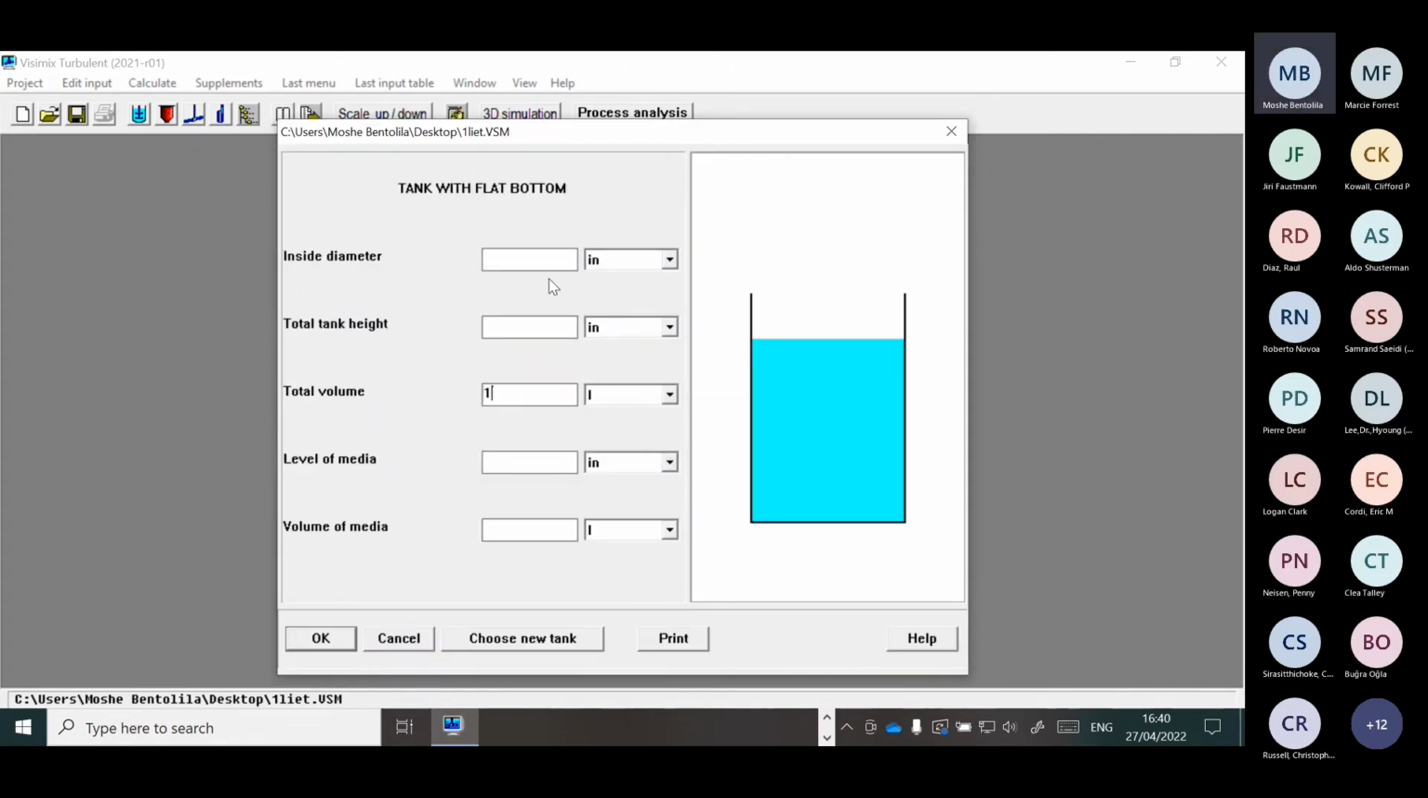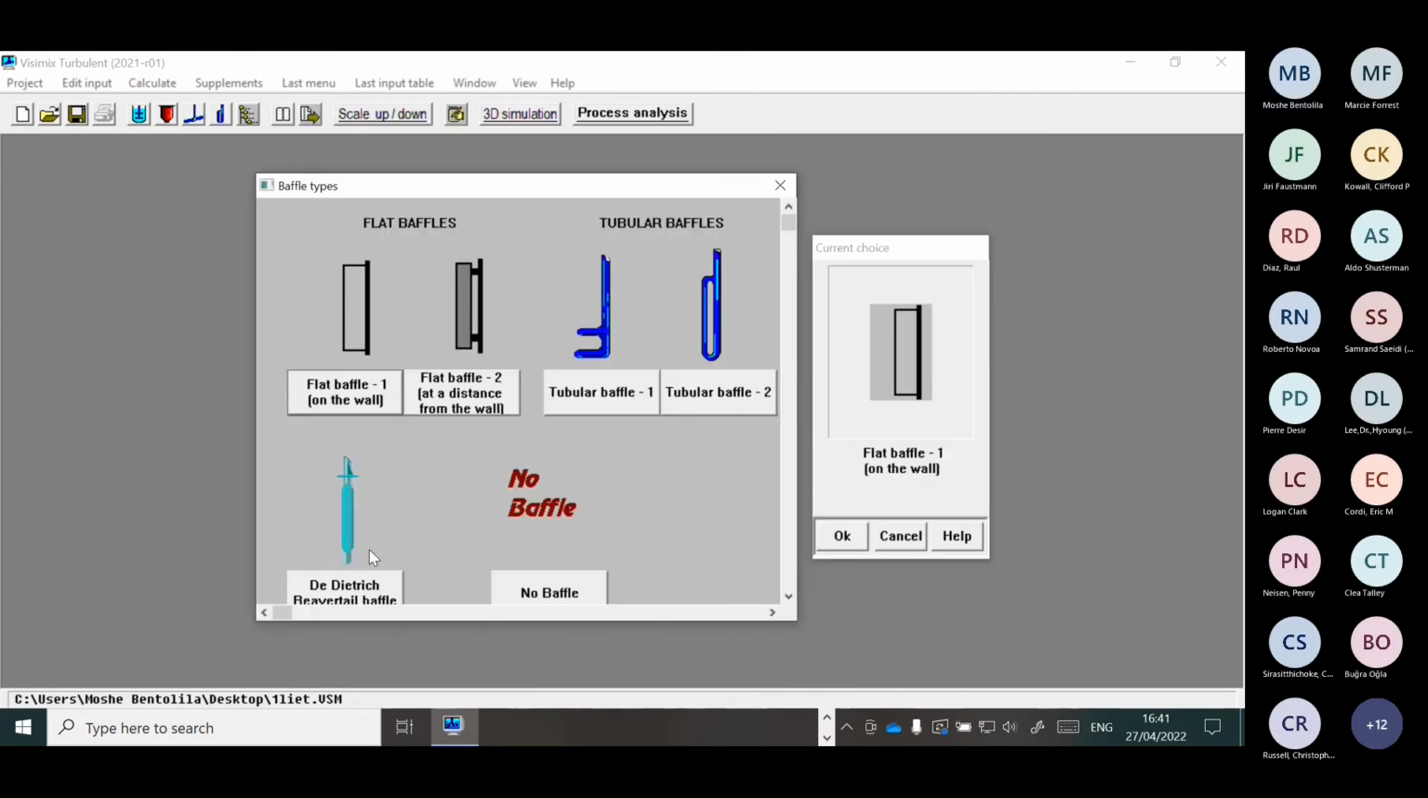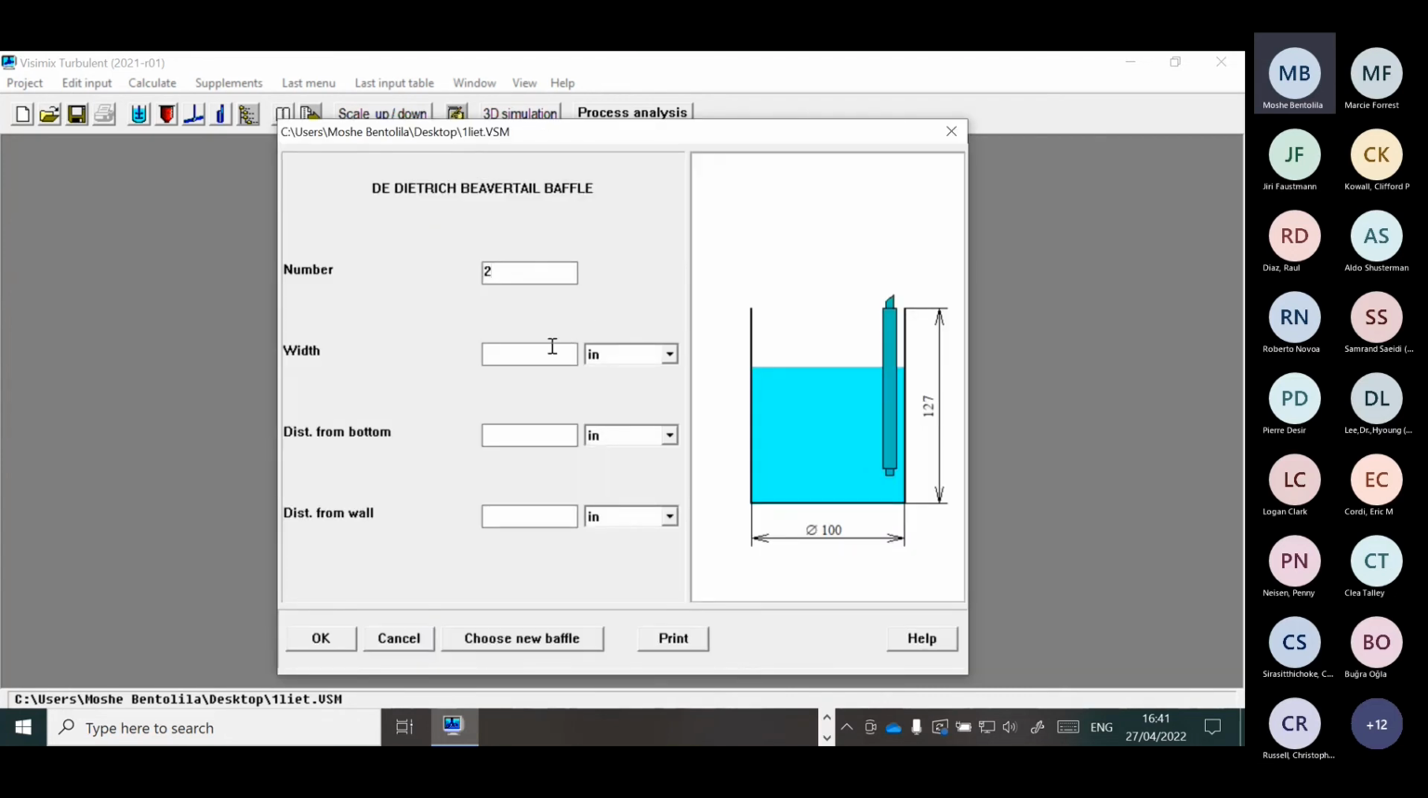And I have, let's say, 1 liter. The diameter of my tank is about 100. It gives me automatically the height of my tank, and let's say that my process was done in 0.7 liter. Let's say I have 2 baffles, like for temperature and another one. The width of this baffle was 10. The distance from the bottom, let's say, was 20, and the distance from the wall was, in millimeters, 5.